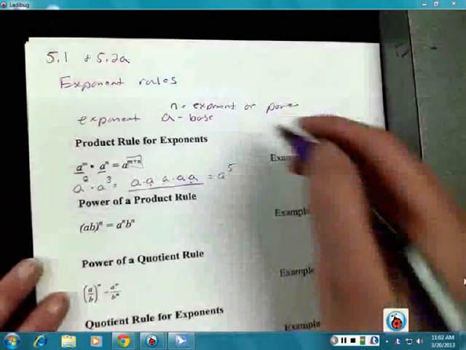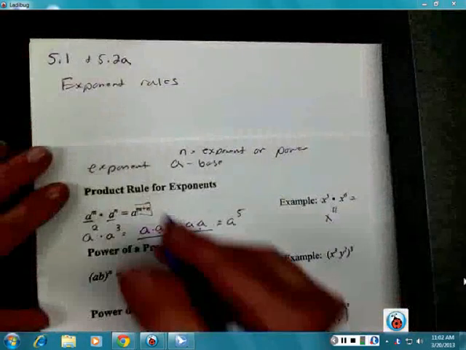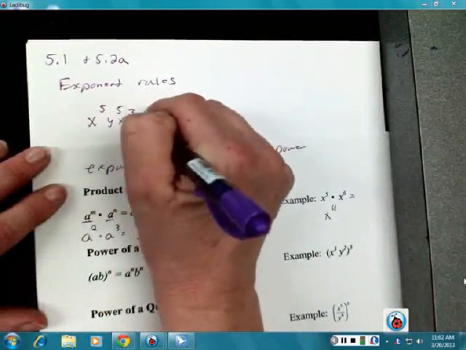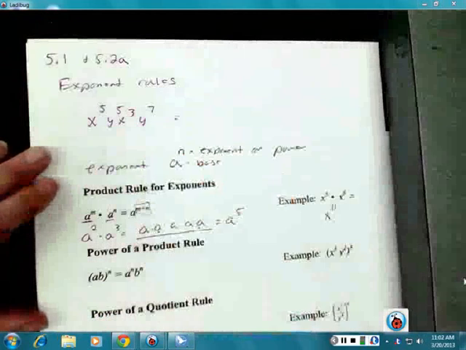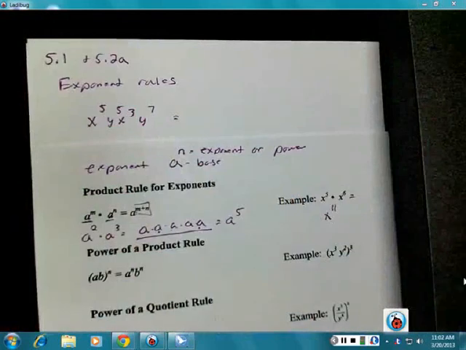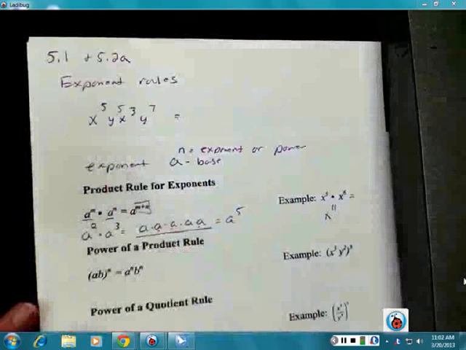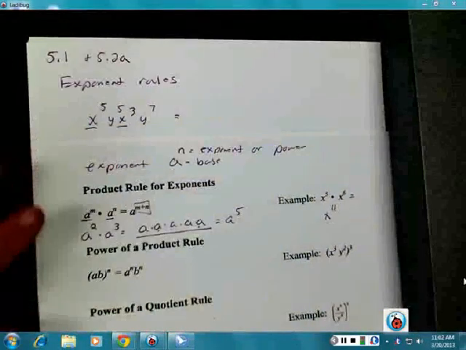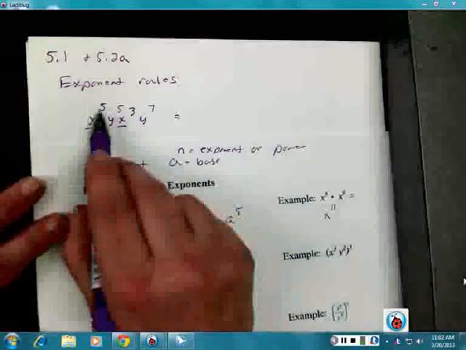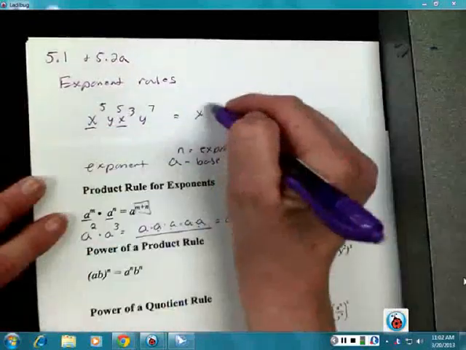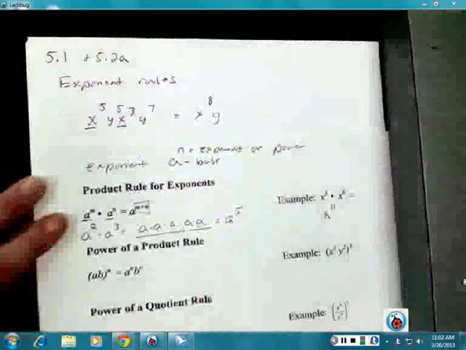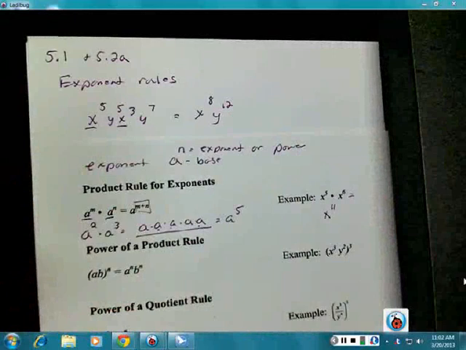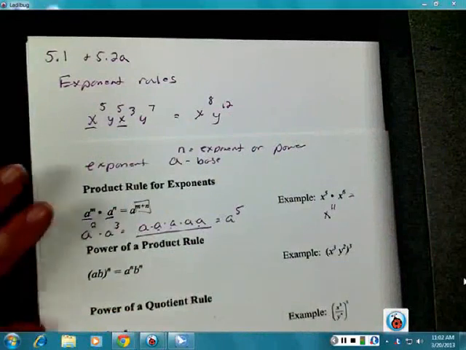Now, if they were to give you ones like x to the 5th, y to the 5th, x to the 3rd, y to the 7th, in that one I have a whole grouping of different things, but as long as I notice that my x's are the same, I can add my exponents. So 5 plus 3, x to the 8th, times y to the 12th. And that's my answer. So you're looking for like bases in there.